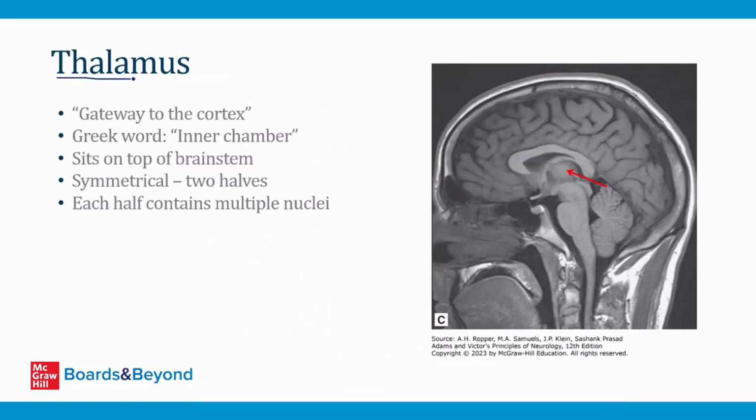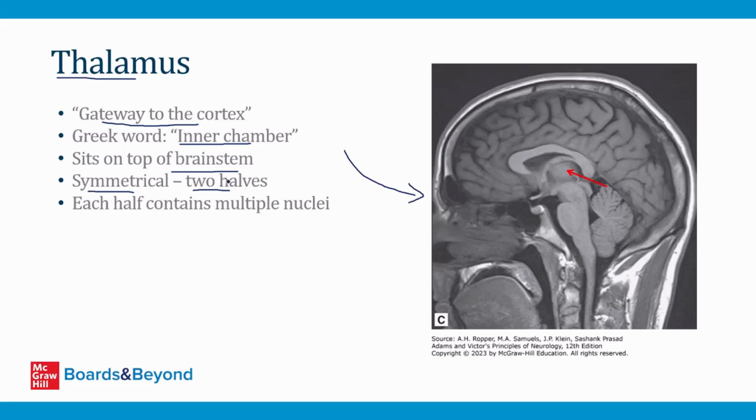So the thalamus is a structure in the central nervous system that's sometimes called the gateway to the cortex. And that's because sensory information going to the cortex always travels to the thalamus first in most cases. We'll talk more about this in a second. Thalamus is a Greek word for inner chamber, and it got this name because it's an inner chamber that sits in the middle of the central nervous system on top of the brainstem. It's indicated by the red arrow in this MRI image on the slide here. It's symmetrical, like we saw in the image on the last slide.